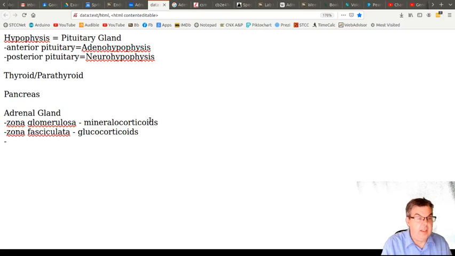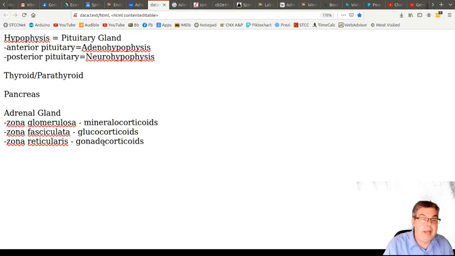And then the zona reticularis, what I'm calling gonatocorticoids. So, all of these hormone type names end in corticoid, which is basically a word made up of cortex and steroid. So these are steroid hormones that are made by the adrenal cortex. And then the rest of the word tells you what they do.